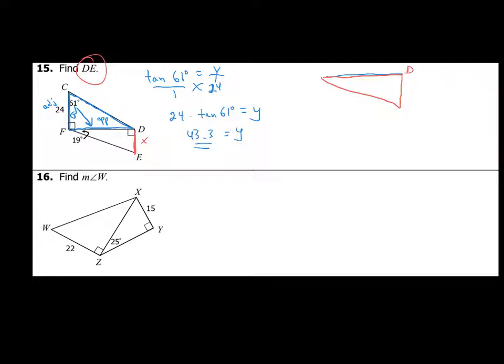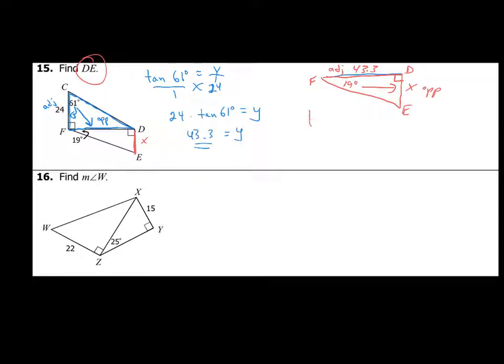This is D, E, and F. And what did we just say? We said that this side was 43.3. And we're looking for this side, and I know that this is 19 degrees. So that is my opposite side. This is where the right angle is. So this is the adjacent side.